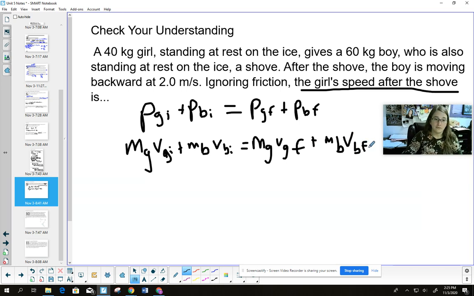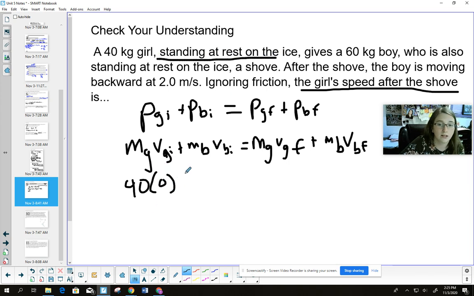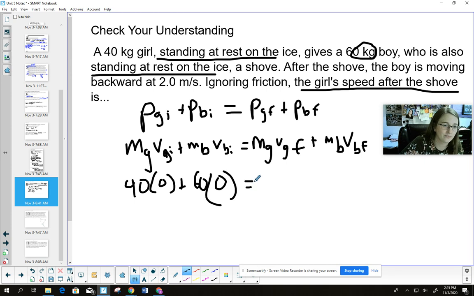Okay, so we're just going to plug everything in. The mass of the girl is 40. Her initial speed is standing at rest, so 0. Careful with that if you're a little confused. Plus the boy is 60, who is also standing at rest. Both of their initials are 0. And then we have the after. After, the boy is moving backwards at 2 meters per second.